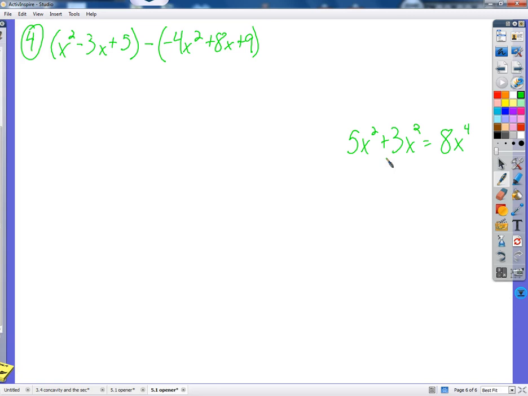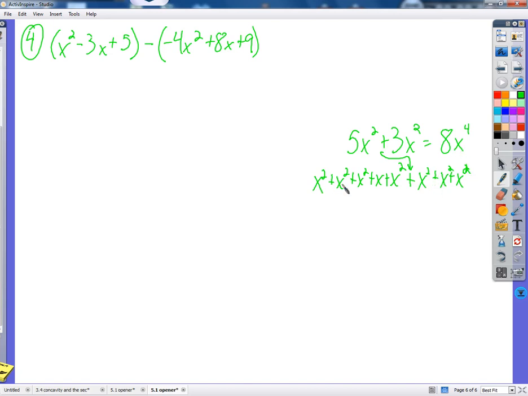All right, and we have 5x squared, not times, but plus 3x squared. If we wrote it out, 5x squared means x squared plus x squared plus x squared plus x squared plus x squared. And 3x squared means x squared plus x squared plus x squared. And we're adding them together. So we have x squared plus itself a bunch of times. How many times are we adding it together? 8 times.